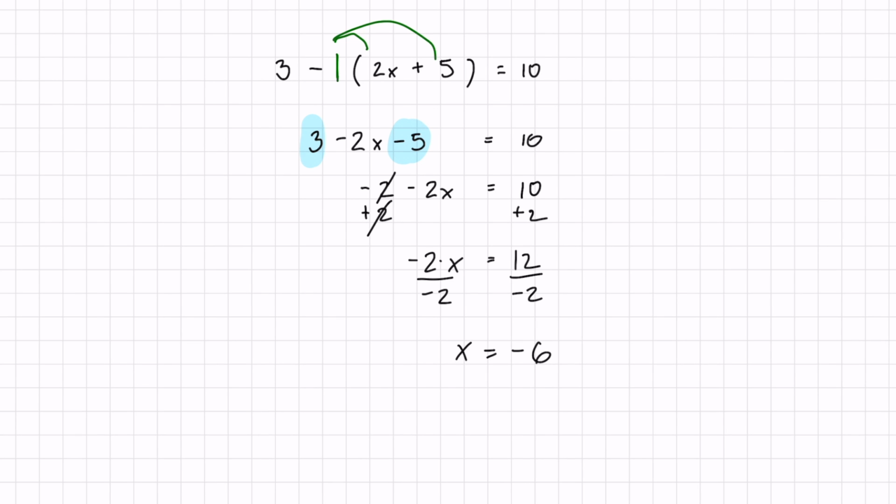Getting easier, right? So if you want to check your answer, just plug that back into the original equation. 3 minus 2, but now we got an x times negative 6 plus 5, and that better equal 10, which it does.